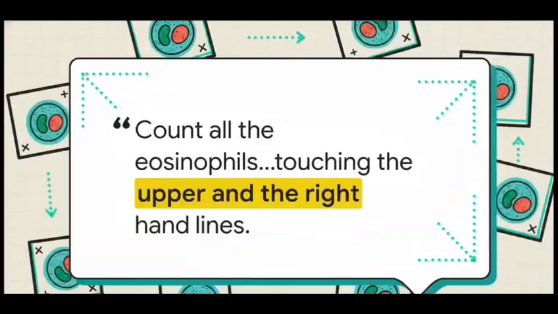Okay, listen up, because this is a classic exam question. How do you avoid counting the same cell twice if it's sitting on a line? There's a rule, a convention. You count every cell inside the square plus any cell that's touching the top line or the right line. Any cell touching the bottom or left lines, you ignore it completely. It sounds simple, but this little rule is what makes your count accurate and repeatable.